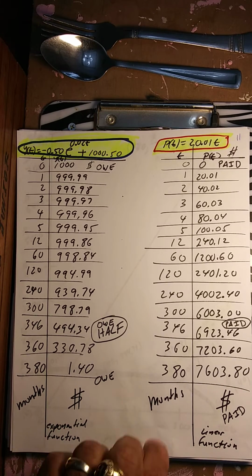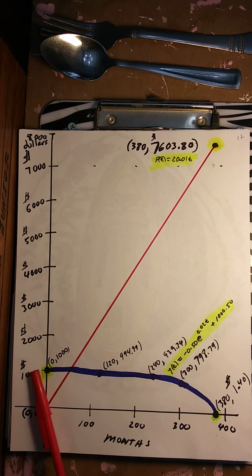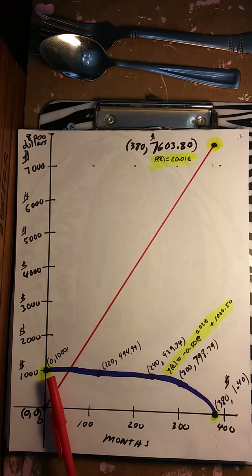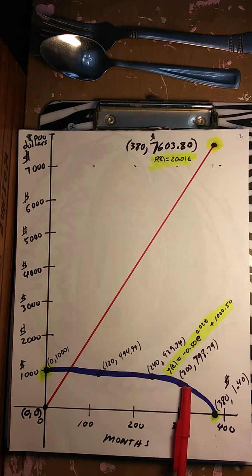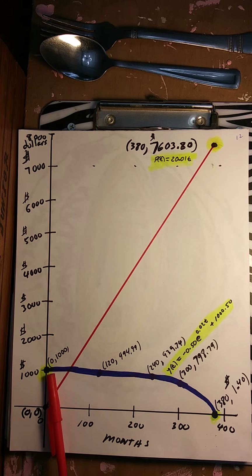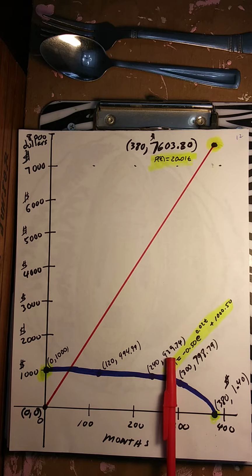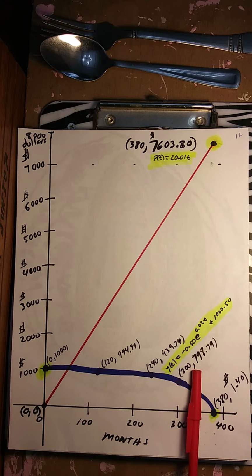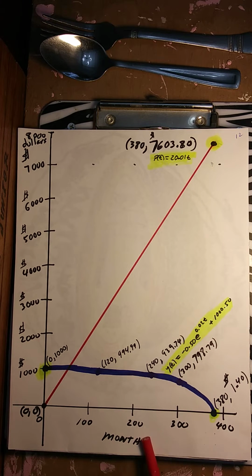What does this graph look like? Let's check it out. Okay. What happens is you get $1,000 on your credit card. That's great. And as you make the payment, slowly, it's going to decrease. Right here, it's going to start here. 120 payments there, you owe $994. 240 payments, you owe $939 still. 300 payments, you owe $798. Finally, at payment number 380, you owe $1.40. Right there, see it? Exponential function. Now, these are months and these are dollars.